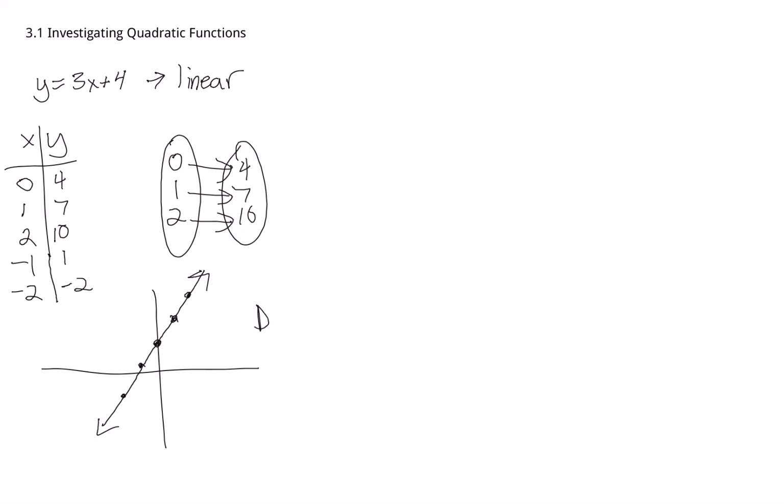The domain was all of the possible x values. So in this case, we'd say x can be any real number, right? Because there was no limitation. X can go on and on forever in both directions. And the same thing for the range. We'd say y can be any real number because they go on and on forever in both directions as well.